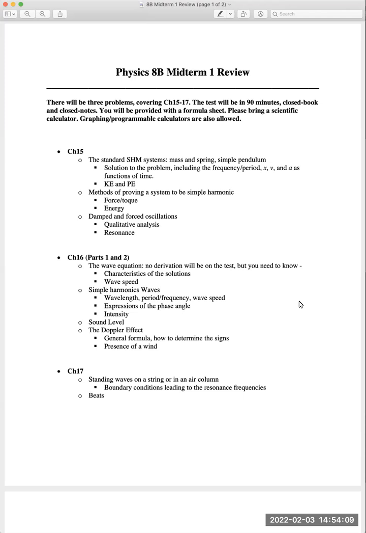Now, if you focus on a simple harmonic solution of the wave equation, we get a simple harmonic wave. For a simple harmonic wave, we have these important parameters such as the wavelength, the period, frequency, and the wave speed. Make sure you know how to find the connection between these quantities. For example, lambda equals v times T, or v over f, and so on. The general solution for the simple harmonic wave is like y equals amplitude times sine or cosine of the phase angle, and there are different expressions for the phase angle, such as kx minus omega t. You should be familiar with these different expressions.